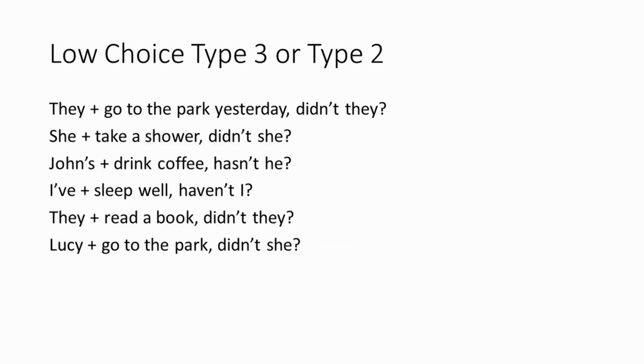Okay, here's another low choice exercise, and it's the choice between a type 3 or a type 2. The first one: they plus go to the park. Is it went or been to the park? And the second one: she take a shower. Here, do we need to use took or taken? So is it a type 3 or a type 2? You know what to do. Pause the video, say your answers out loud and then check them.